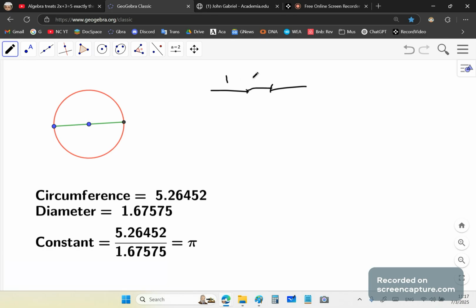It assumes that's 1, that is 2, and that is 3. And then there's a little bit left over here. How do we describe it in algebra?